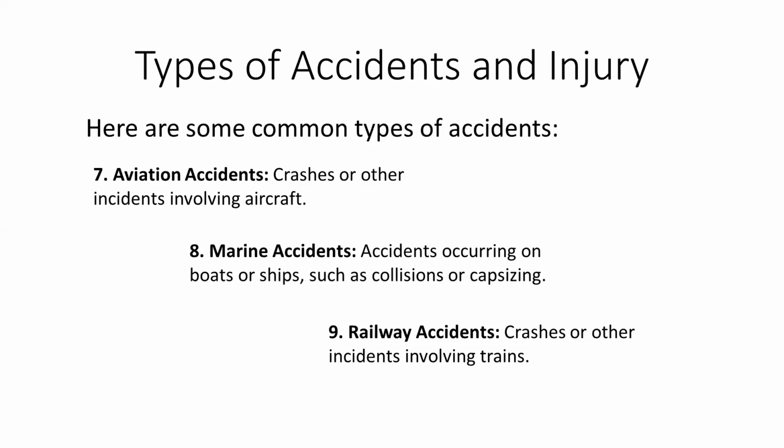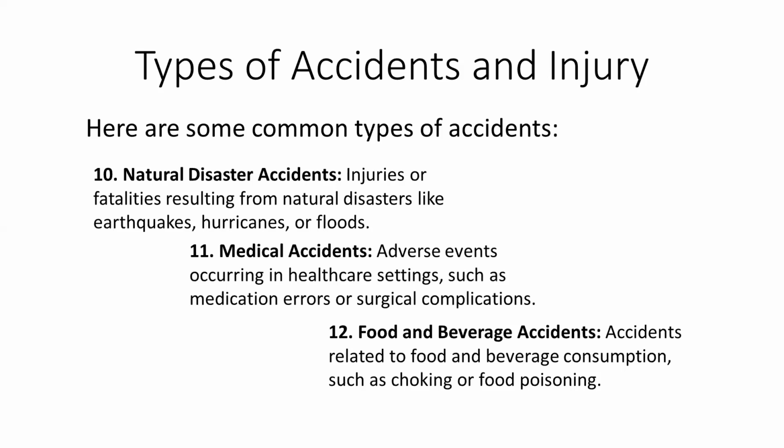On number seven, it's about aviation accidents, that is, crashes or other incidents involving aircraft, horrific. And then marine accidents, that includes accidents occurring on boats or ships, such as collisions or capsizing, and railway accidents, that includes crashes or other incidents involving trains. Then there are natural disasters that include injuries and fatalities resulting in natural disasters like earthquakes, tsunamis, hurricanes, and floods.